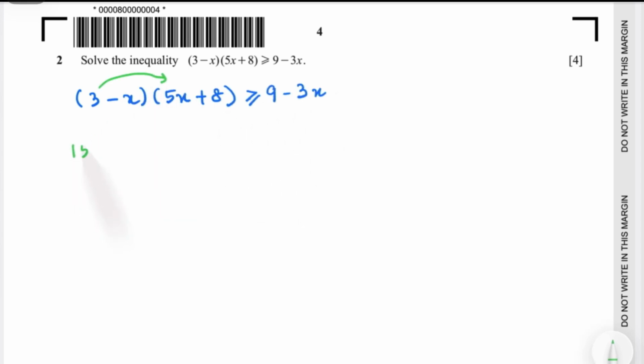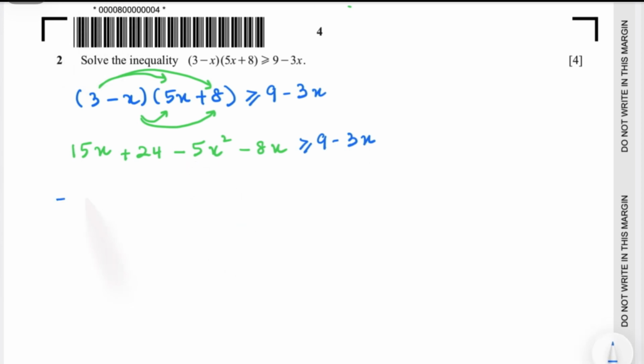3 times 5x is 15x. 3 times 8 is 24. Negative x times 5x is negative 5x squared. Negative x times 8 is negative 8x. Let's rearrange based on higher power. Negative 5x squared. Simplify for x: 15x minus 8x is 7x.